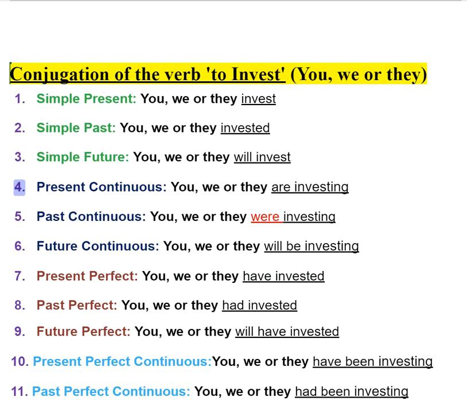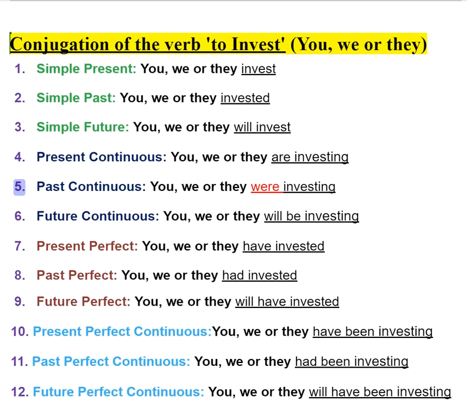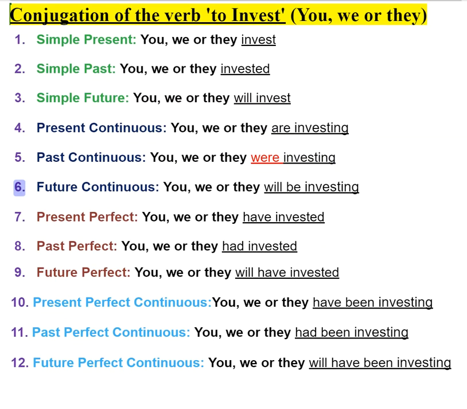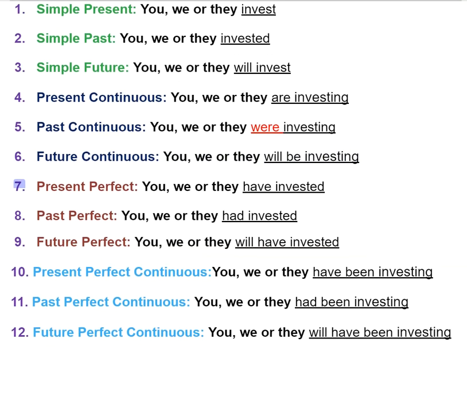4. Present continuous. You, we or they are investing. 5. Past continuous. You, we or they were investing. 6. Future continuous. You, we or they will be investing. 7. Present perfect. You, we or they have invested.